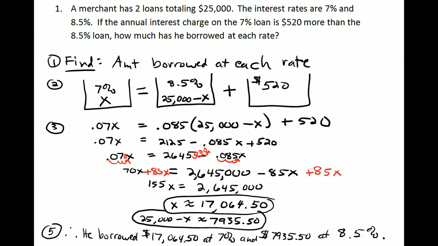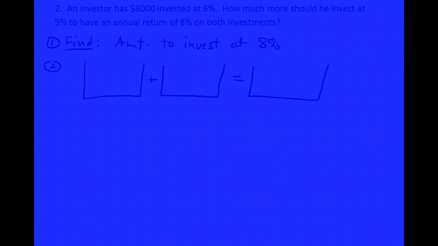He borrowed $17,064.50 at 7% and $7,935.50 at 8.5%.